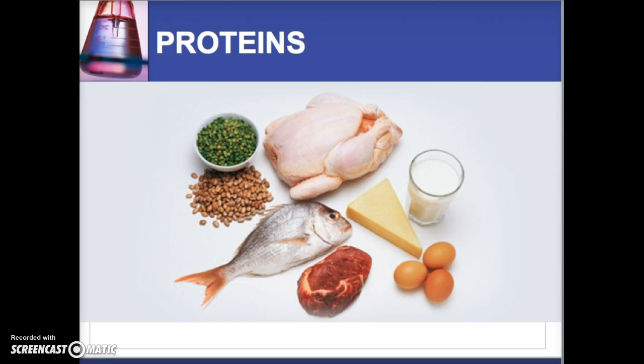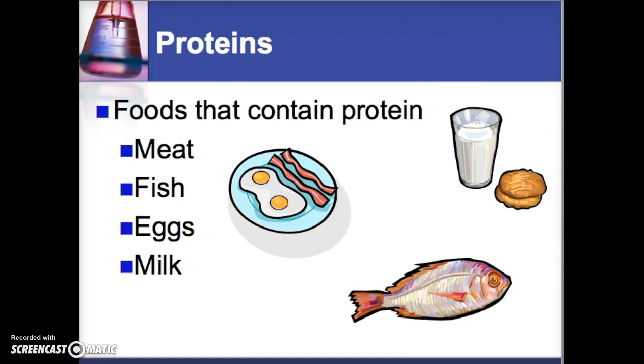The function of a protein is to form bone and muscle. They help fight diseases because they are antibodies. They have enzymes that control the rate of reactions in the body, so how fast you process things. And they also serve as hemoglobin, which carries oxygen in the blood. So some examples of foods that contain protein are your meats, your fish, eggs, and milk. There are other things that contain proteins as well, but these are the most common forms.